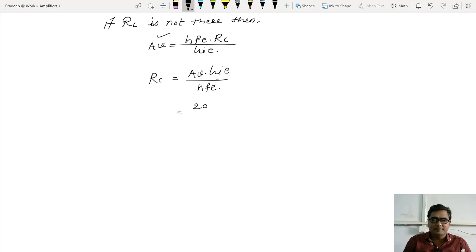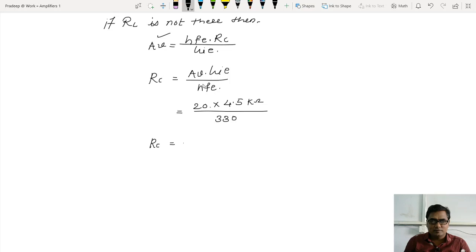Now what is that AV? AV is 20. What is that HIE? 4.5 kilo ohm. What is that HFE? HFE is 330. Yes, it is 330. Just check. Yes, it is 330. Now use your calculator and then calculate the value of RC, that is collector resistance.